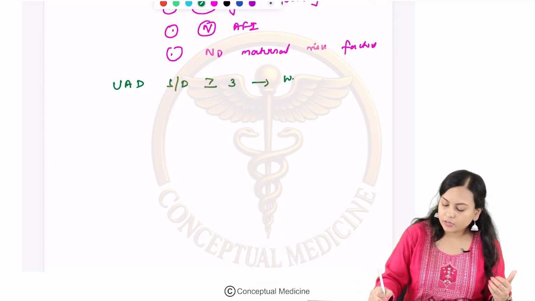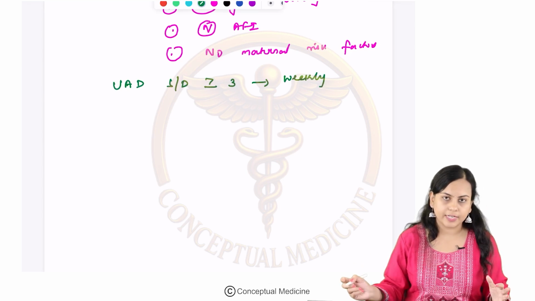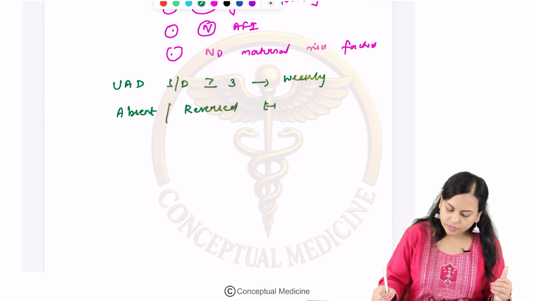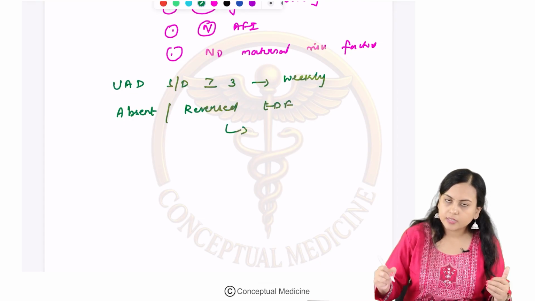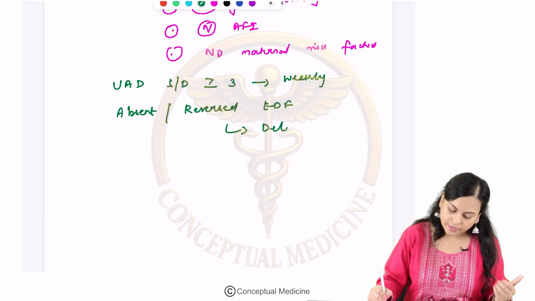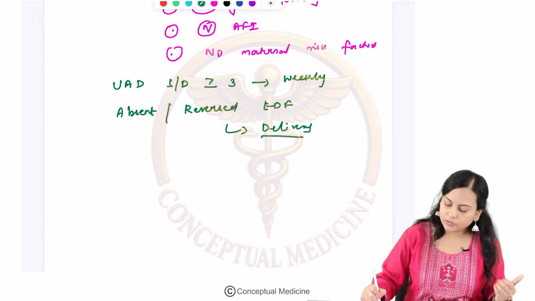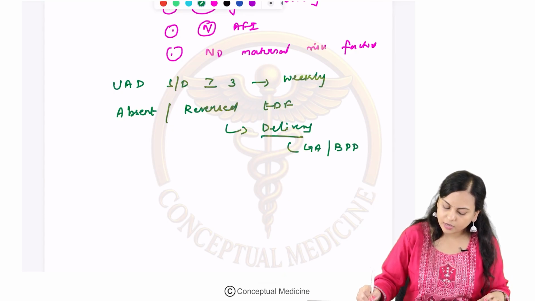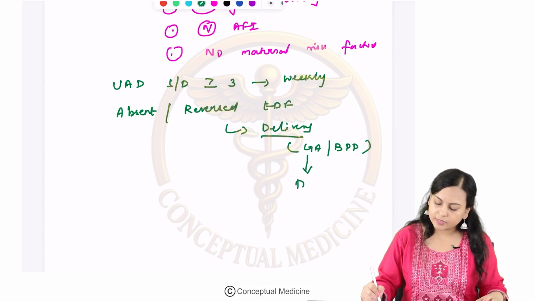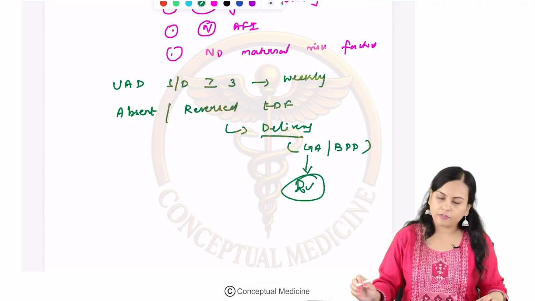Okay, suppose the umbilical artery Doppler systolic diastolic ratio is more than or equal to 3, then you have to do this Doppler weekly. Clear? Also, if there is absent or reversed end diastolic flow, then it necessitates the need for delivery. Okay, you have to, however, consider the gestational age as well as the biophysical profile. If needed, you can even consider the ductus venosus Doppler waveform.